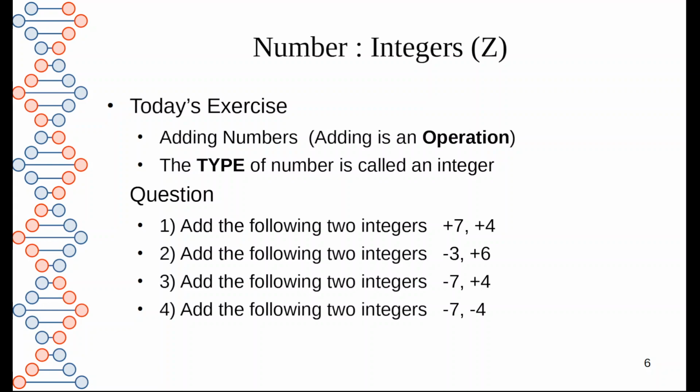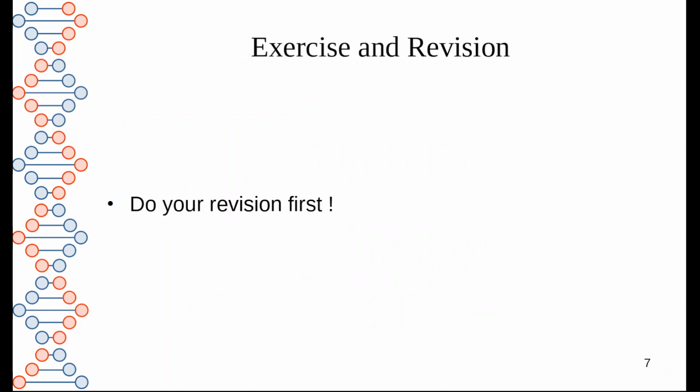I could have given you the answers there as well, but hopefully you can see that the answers there will be positive 7 for question 1, positive 3 for question 2, negative 3 for question 3, and negative 11 for question 4. Okay, once you've done the exercises, you'll begin to understand this a little bit better.